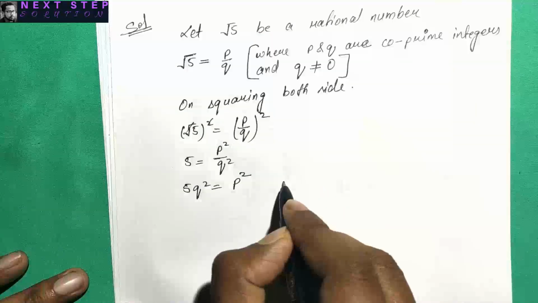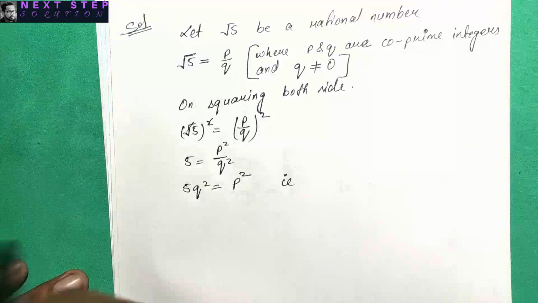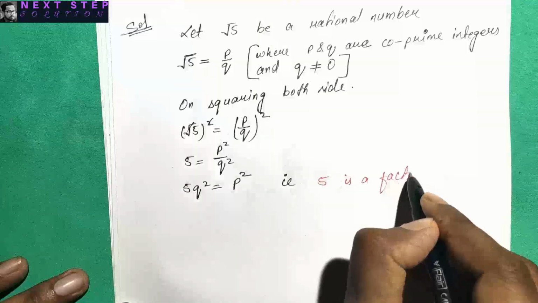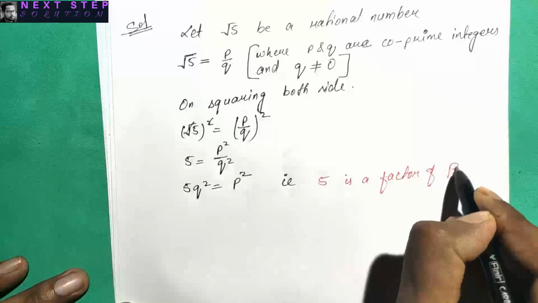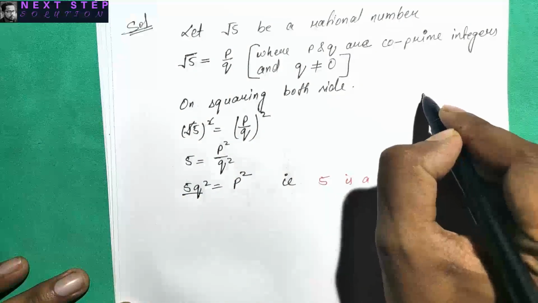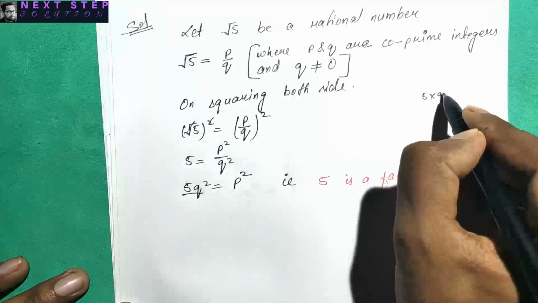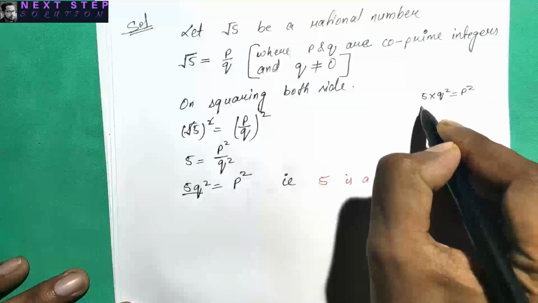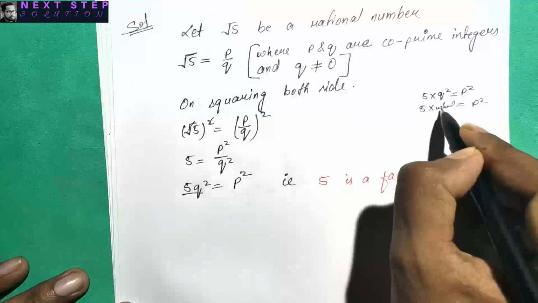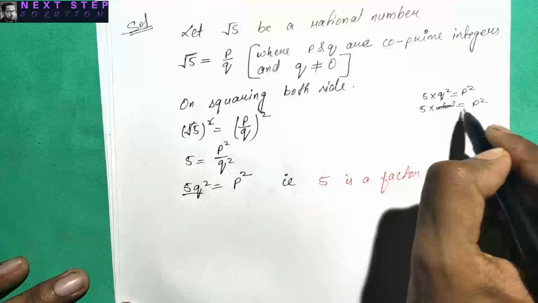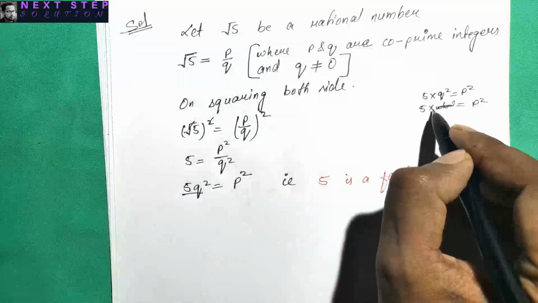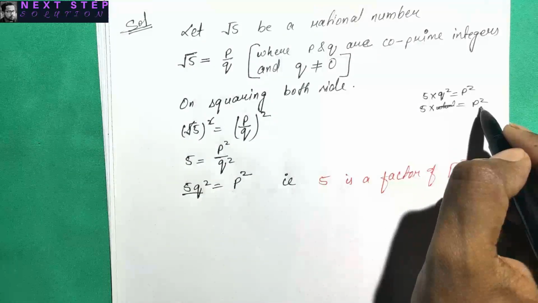Now, what does this mean? That is, 5 is a factor of p square. How can we say this? See, what does this mean? It means 5 multiplied with q square gives you p square. That means 5 multiplied with whatever gives you p square. Now, this can be anything. Let it be whatever equals p square. That means 5 multiplied with something gives you p square.